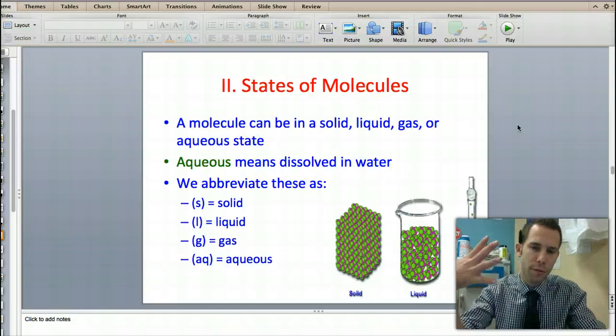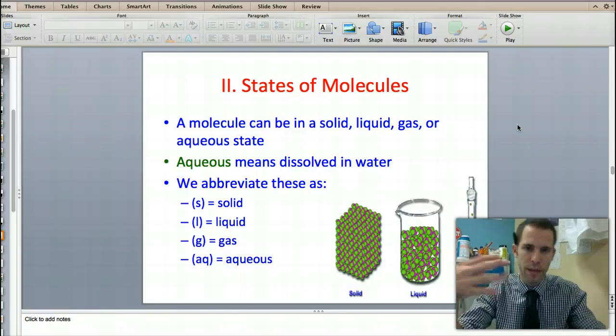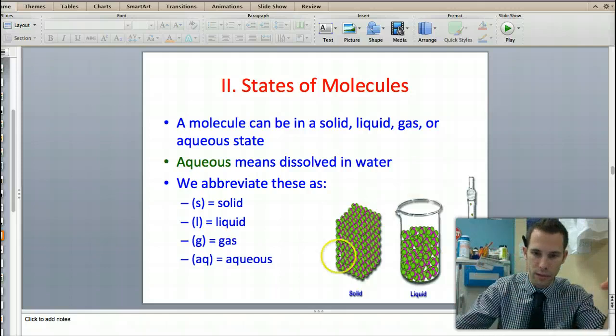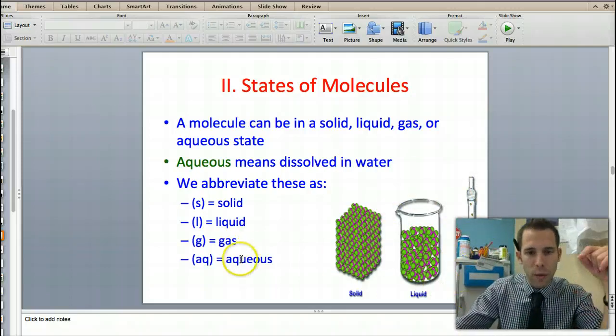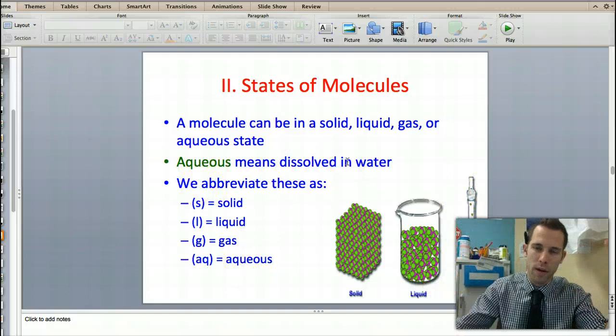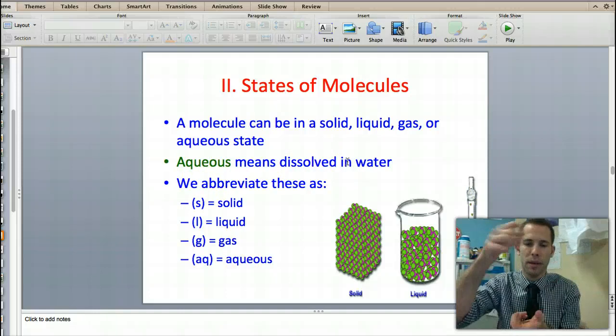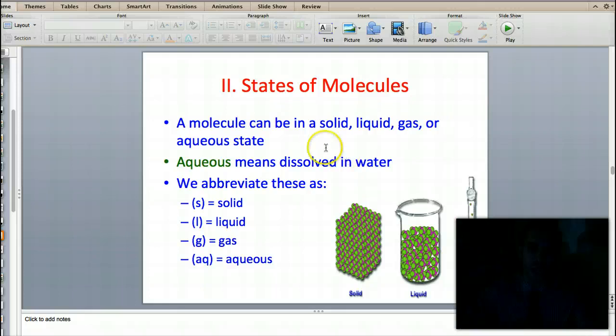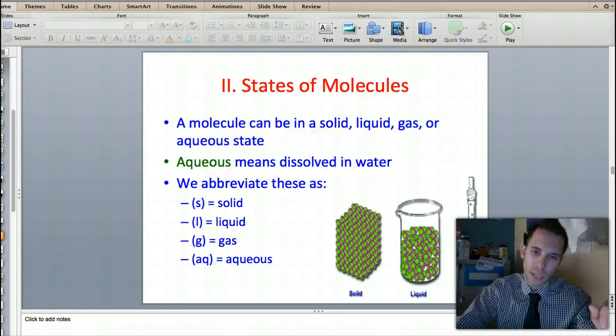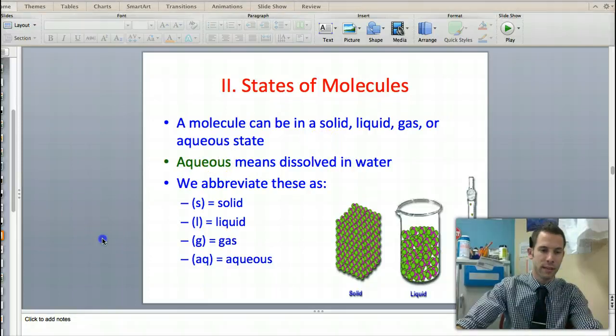Now there are four different forms that these molecules can come in. They can either be solid, as we see right here, liquid, as we see right here, gas, or aqueous. And aqueous just means dissolved in water. If I take an Alka-Seltzer tablet and drop it in a glass of water, it's going to fizz and eventually disappear. It's not actually gone, it's just now aqueous, which means it's dissolved in water. Perfect.